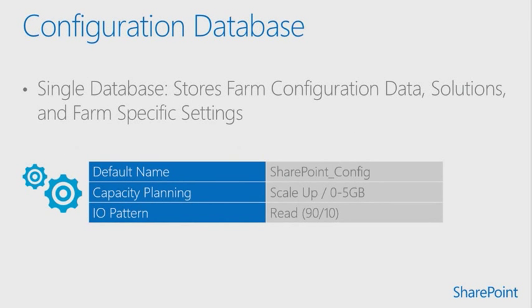First one, obviously, is the configuration database. All right, so we have options here. A single database stores your farm configuration information. Now you see the I/O pattern on the bottom, and this will be consistent for all the slides. The I/O pattern on the bottom is 90% read, 10% write. If you needed to for capacity planning, you'd scale up, and it goes anywhere between 0 and 5 gigabytes. And the default name is SharePoint_config.